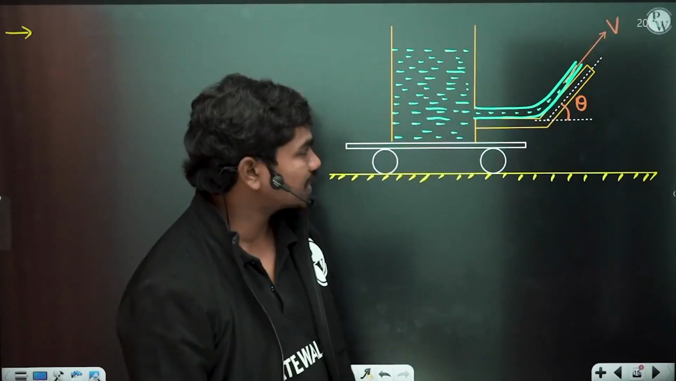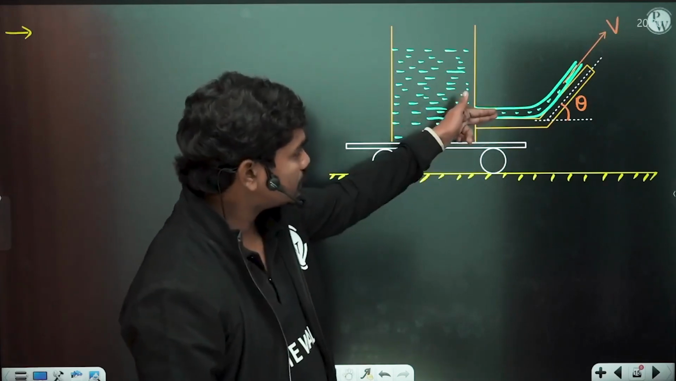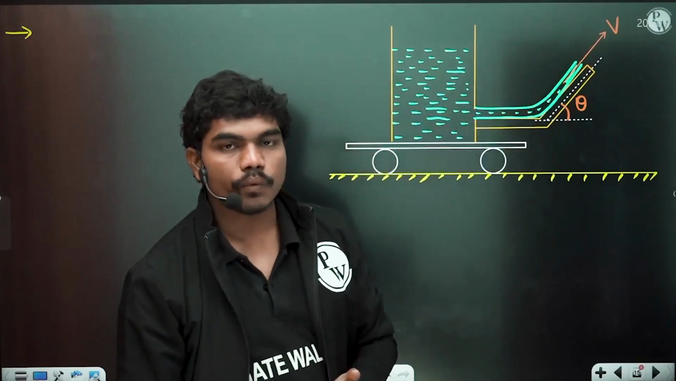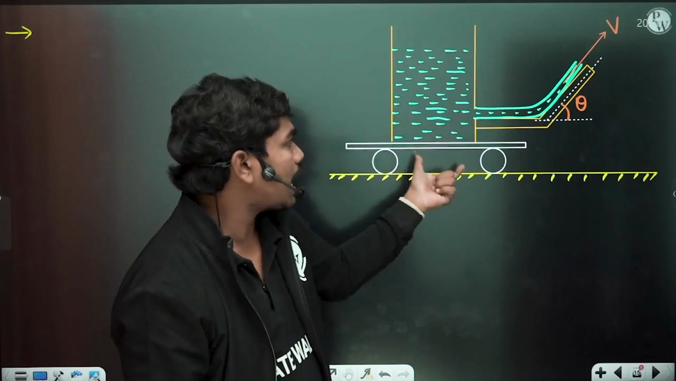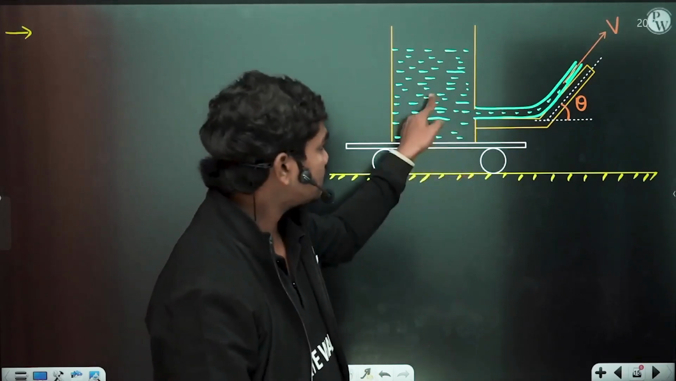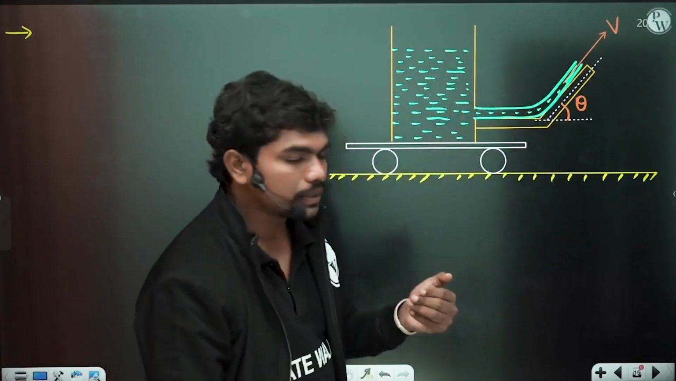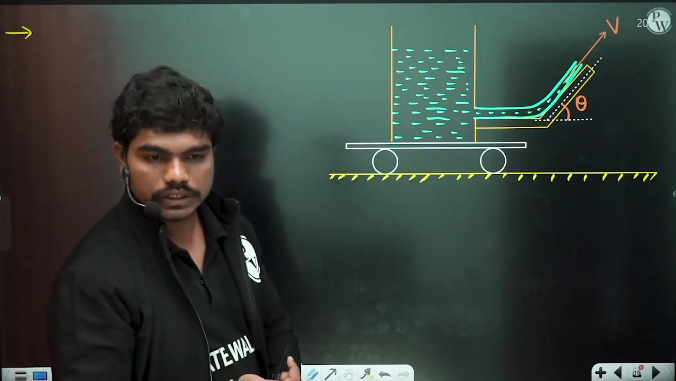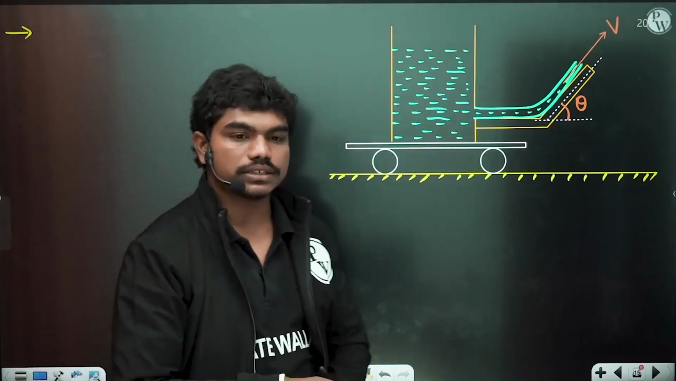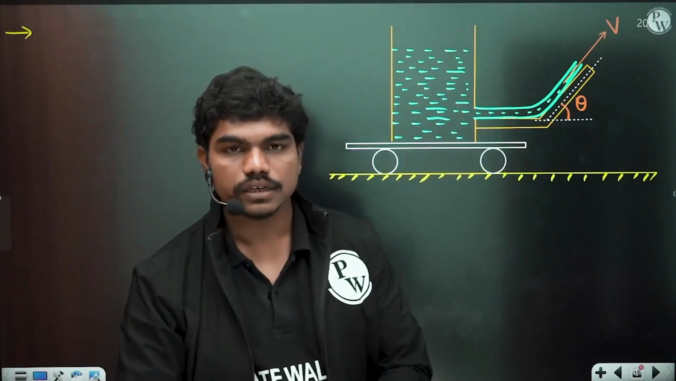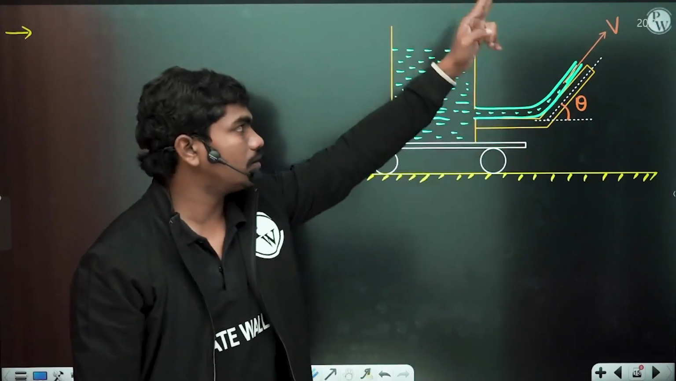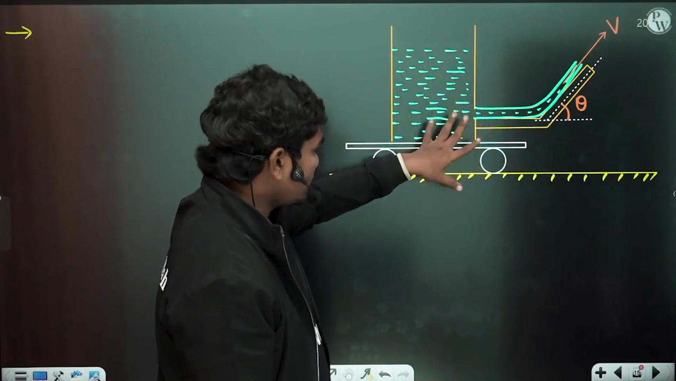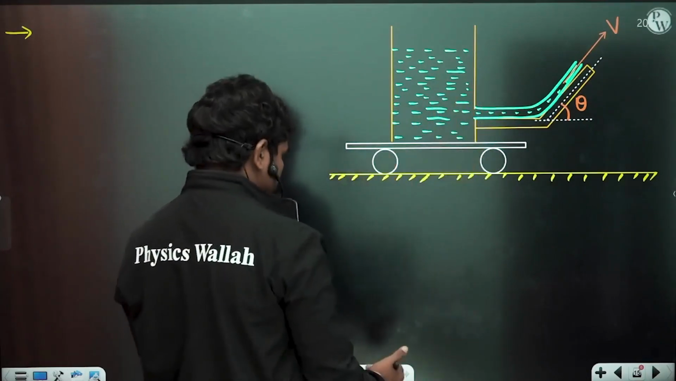Now I want to ask you one thing. Try to answer this. Whenever the jet is trying to move in this direction, please tell me what will be the direction that the cart will try to move. Right side or left side will the cart try to move because of the reaction force? Okay, so opposite to the jet, correct? So whenever the fluid is moving in this particular direction, this cart will try to move in the left direction, correct?